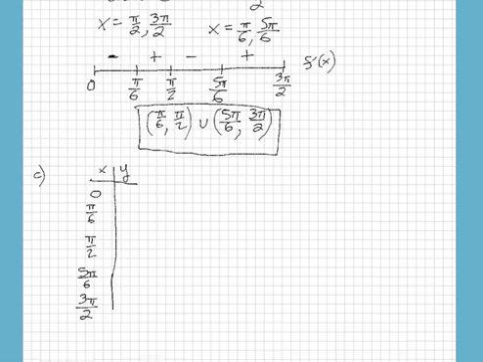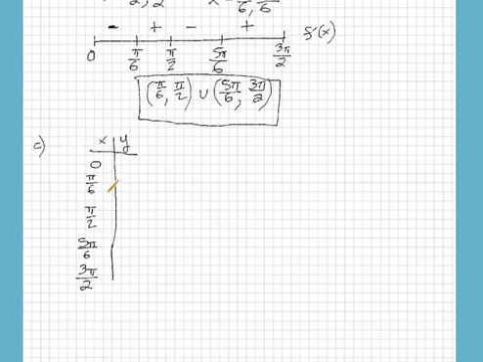We know these are potential absolute max and mins, because these are the critical values and the endpoints. 0 and 3 pi over 2 are the endpoints, and these three values are the critical values. So I plugged them into the original function. I got 0, negative 1/4, 0, negative 1/4, and 2.